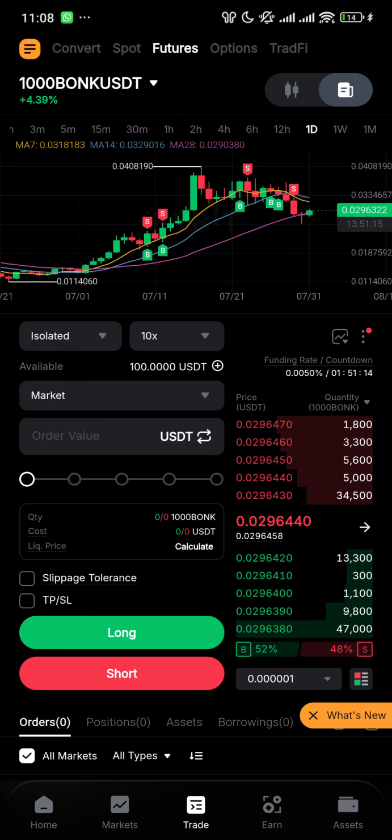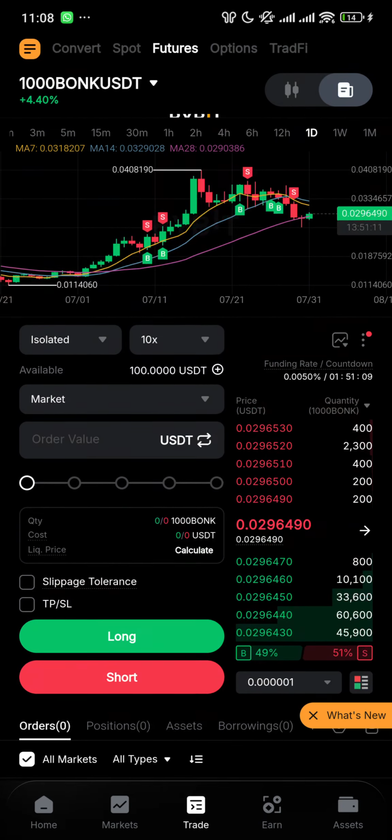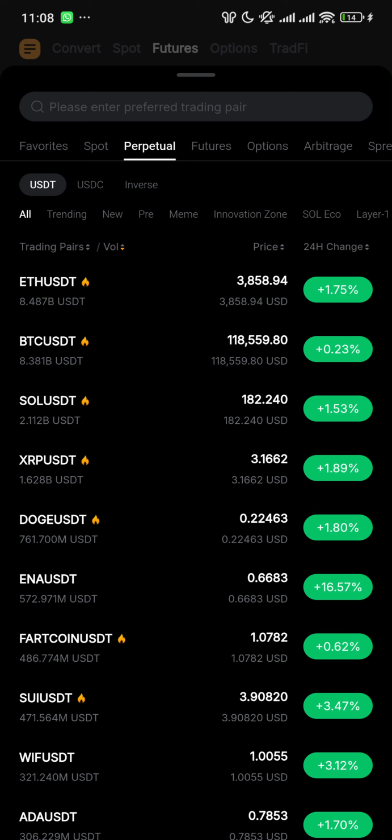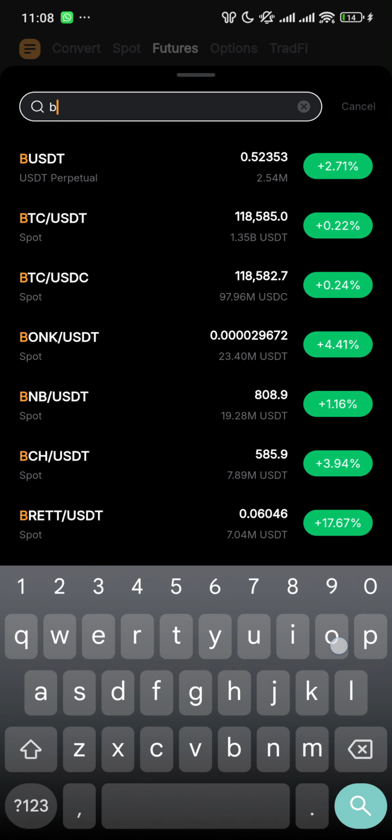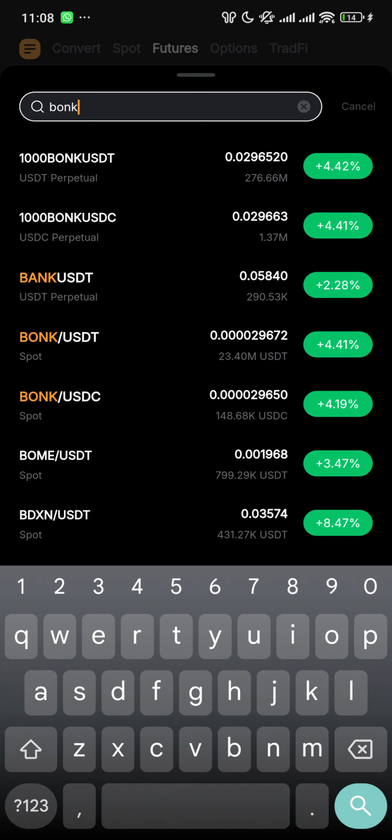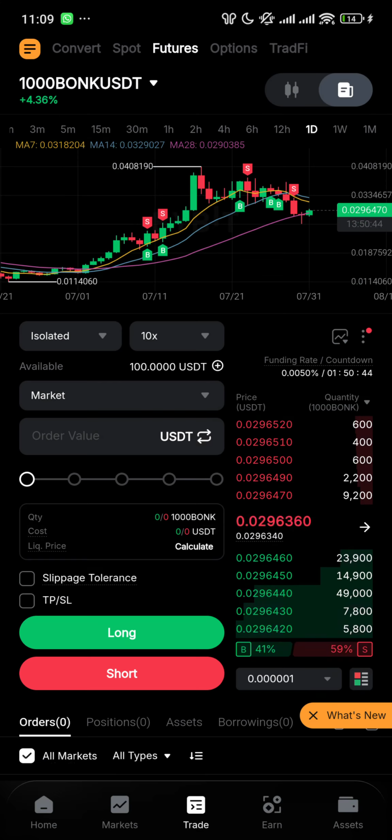So I'll come back to trade, right? Now let's say for example I want to trade Bonk, right? This is the Bonk token, or you can just click on it and search for the token Bonk, right? So we have Bonk perpetual, right? Perpetual is also the same as futures trade, as leverage trading with borrowed capital, right? So we have BONK USDT, you have BONK USDC. Depending on the stablecoin you're holding, you can trade either of these two. So I'm clicking on BONK USDT because I have USDT in my balance.